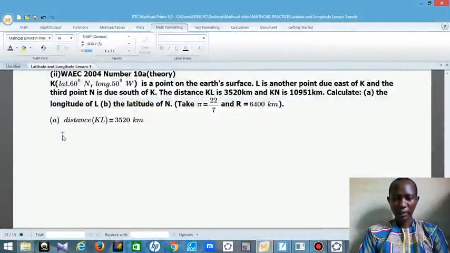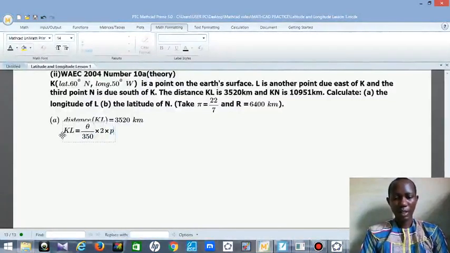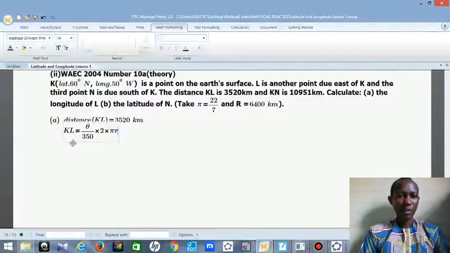So KL will be equal to theta divided by 360 times 2 pi r. You are using small letter r because it's standing on a small circle. So take note of that.